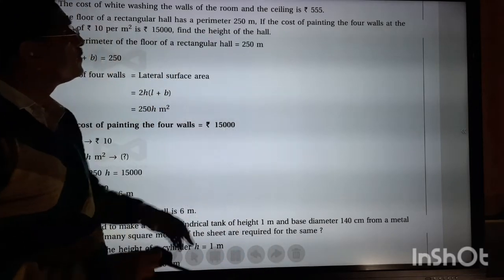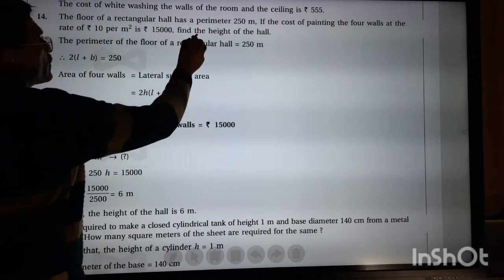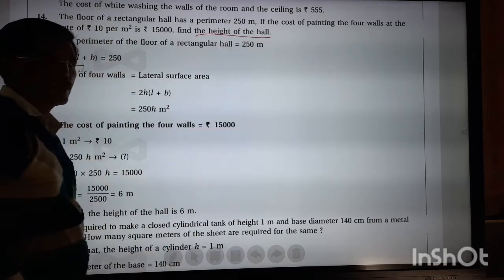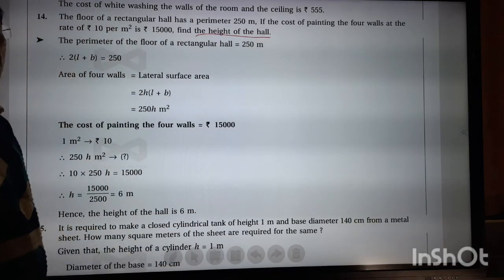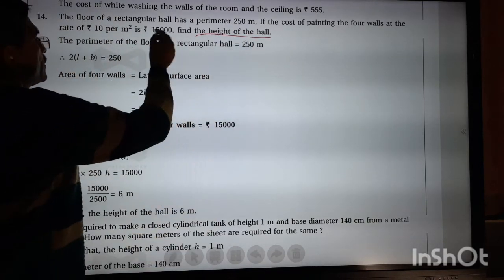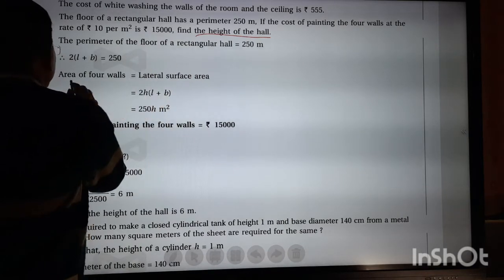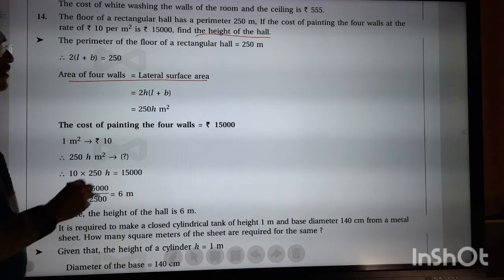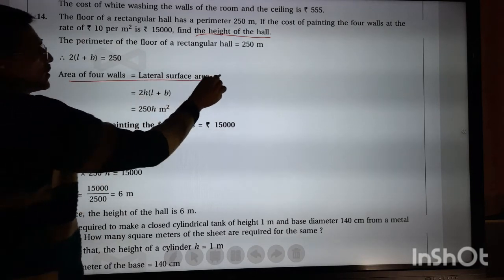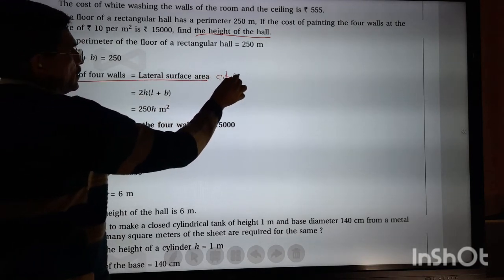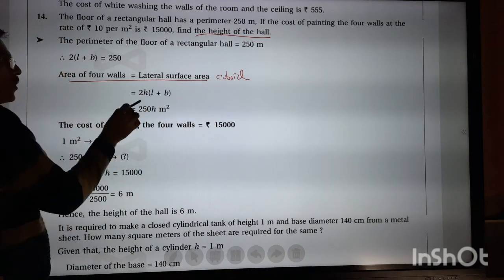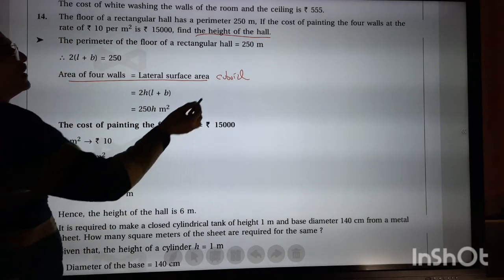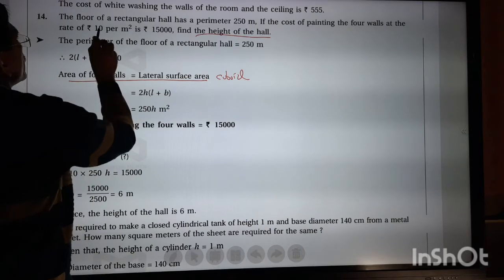The question is, we have to find out the height of a hall. So how can we find the height of the hall? It's an important formula. Area of the hall walls, that is the lateral surface area of a cuboid. Now the area of the hall walls is 2h(l + b).